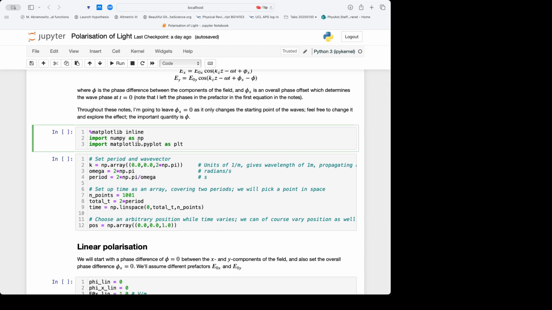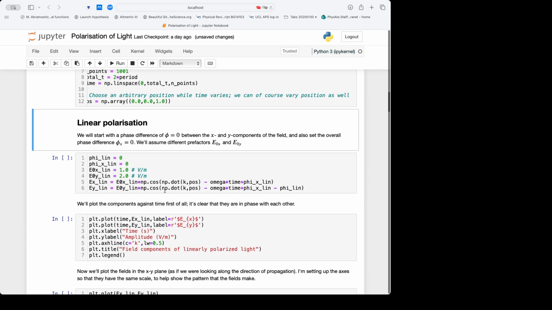So we start here with the first cell where we set up matplotlib and import some libraries. I'll just run that. And now here, this second cell, I'm just setting up some physical parameters. So I've got the wave vector k. I've set it so that it's got a wavelength of 1 meter. We've got omega, the angular frequency, is 2 pi, so that means that the frequency is 1 hertz. That gives us a period. I'm setting up 1,001 time points and a total time of 2 periods. And I'm setting an arbitrary z position to look at the wave over time.